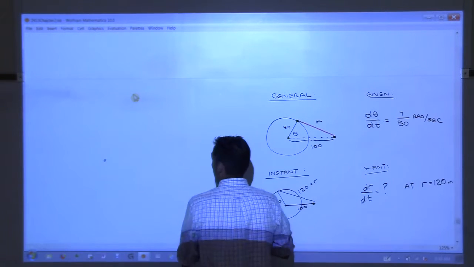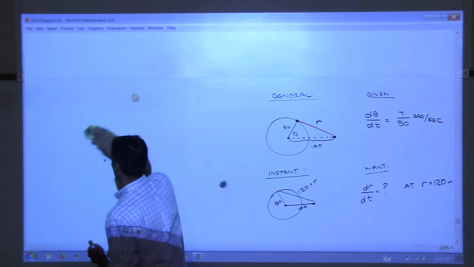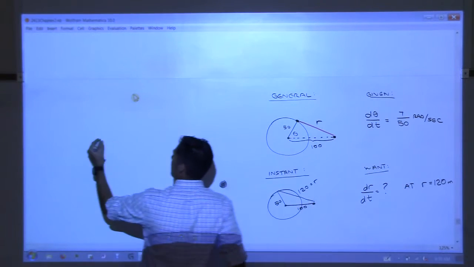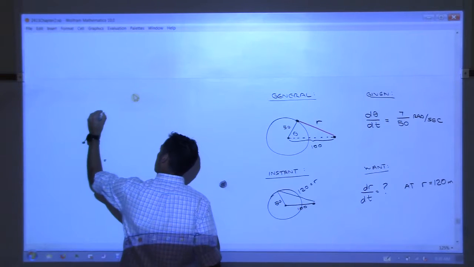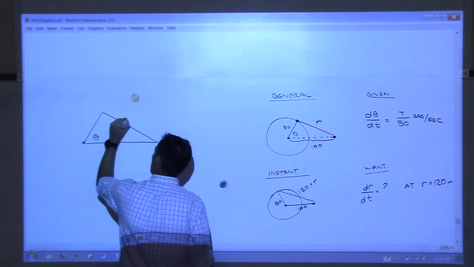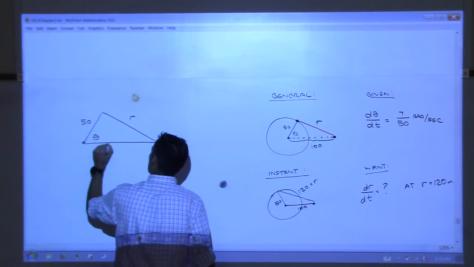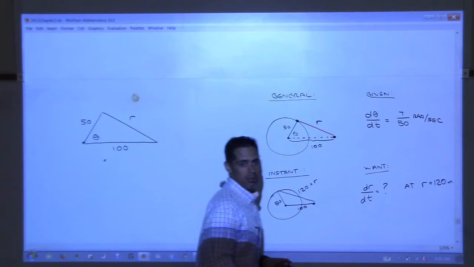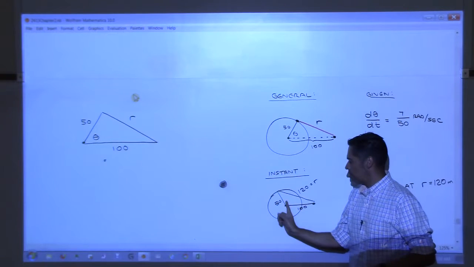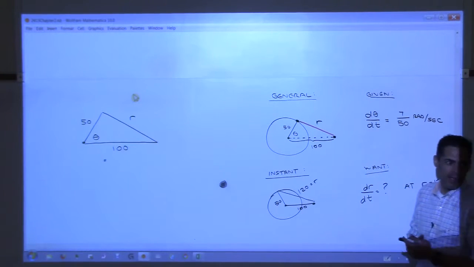Law of cosines. Very good. Let's see why law of cosines will work. Let me draw this triangle over here. First thing I want to point out is that this triangle is not a right triangle, so you cannot use anything that has right triangle stuff in it. It is a right triangle at one point in time when this is straight up, but otherwise, it's not.